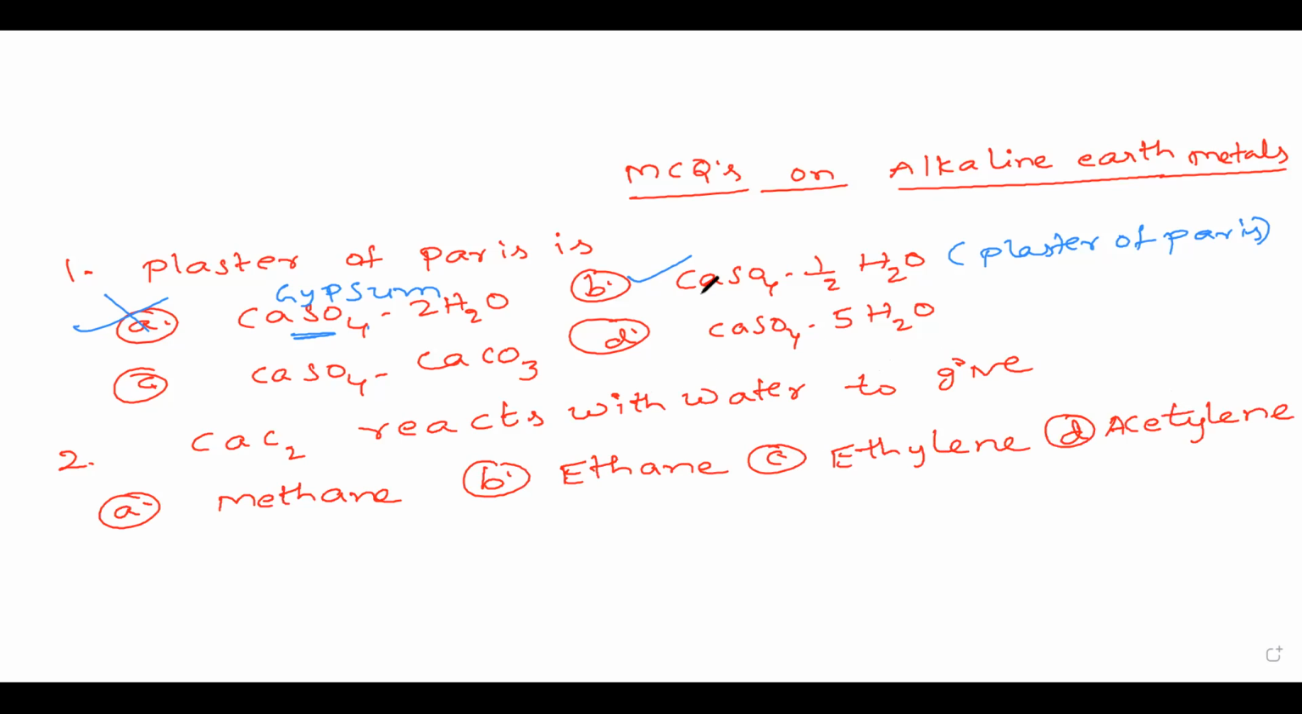So what is the answer now? It's very easy. Calcium carbide on hydrolysis forms acetylene. The reaction is CaC2 plus water gives rise to CaO taken twice plus C2H2. So this is called acetylene. Next, third question.